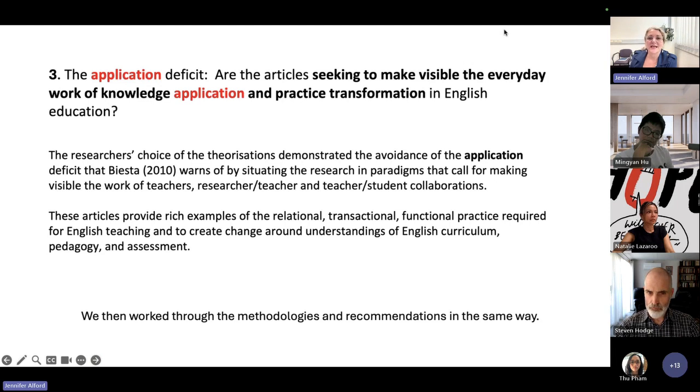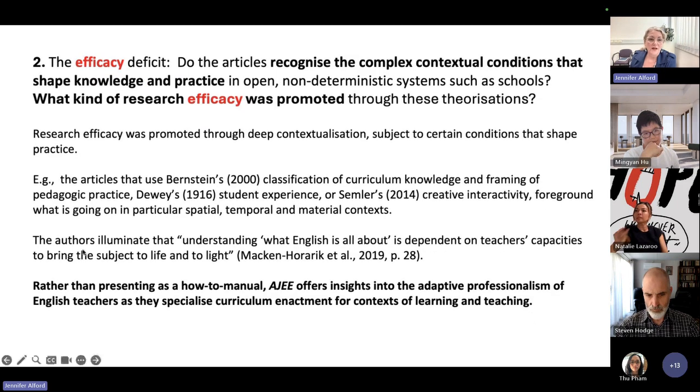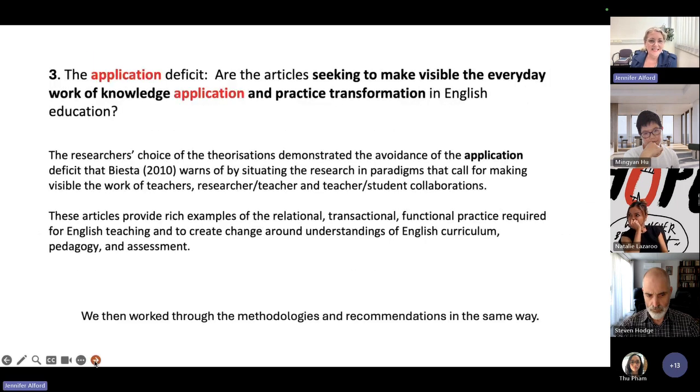Are the articles seeking to make visible the everyday world of knowledge application and practice transformation in English education? Well, we suggested the researchers' choice of the theorisations demonstrated the avoidance of the application deficit that Beester warns of by situating the research in paradigms that call for making visible the work of teachers, researcher-teacher and teacher-student collaborations. These articles provide rich examples of the relational, transactional, functional practice required for English teaching and to create change around understandings of curriculum, pedagogy and assessment.